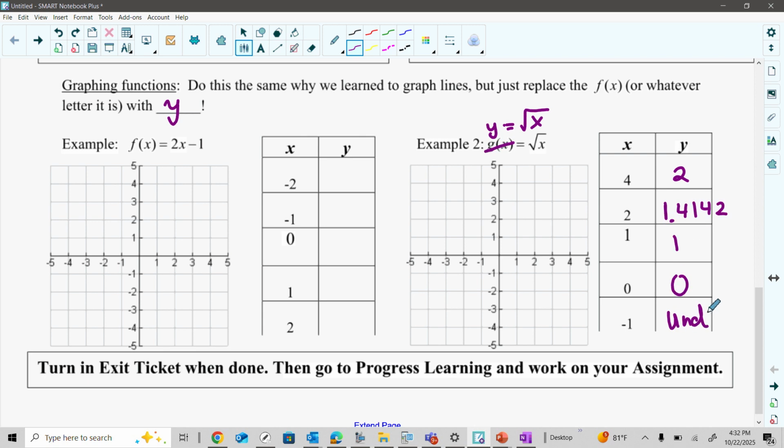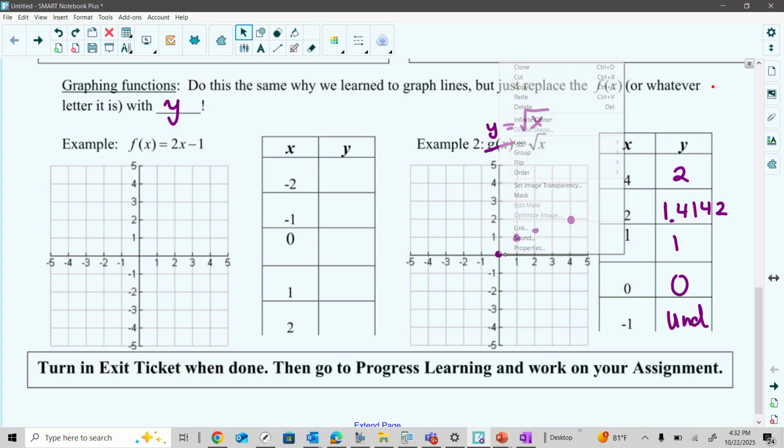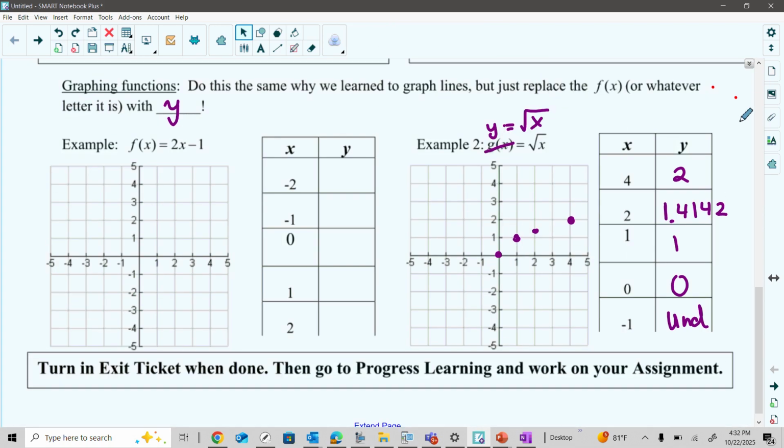So we're plotting these points. We go to 4, over to the right 4 on the x-axis, up 2. We plot that point. Then 2 and 1.4, so that's a little bit less than halfway there. And then we have 1, 1, and then we have 0. Sorry, I apologize for that.